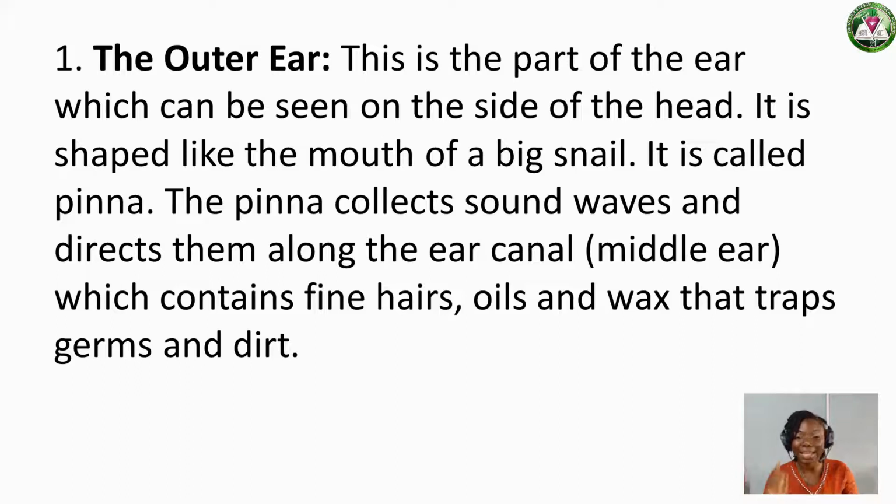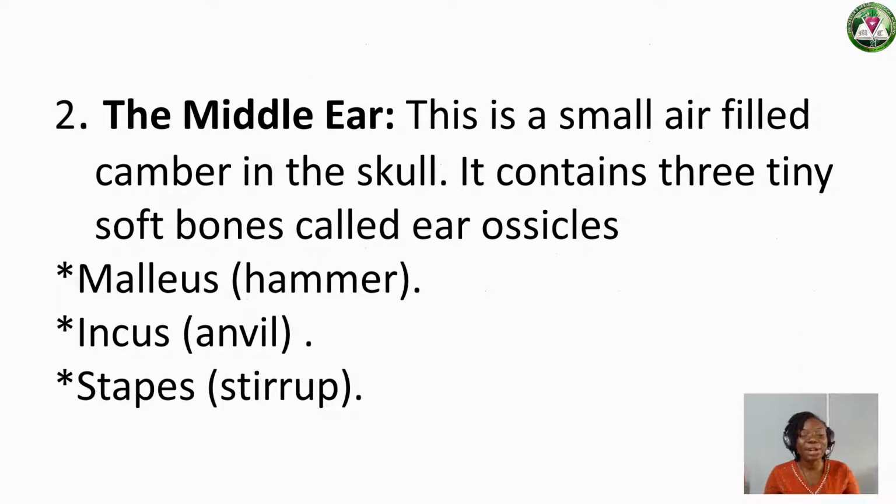Now let's talk about the second part of the ear, which is called the middle ear. This is a bit away from the outer part of your ear, the part you can see. Now the middle ear is a small air-filled chamber in the skull. It contains 3 tiny soft bones called ear ossicles. We call it what? Ear ossicles. These 3 tiny bones inside the middle ear, we call them what?